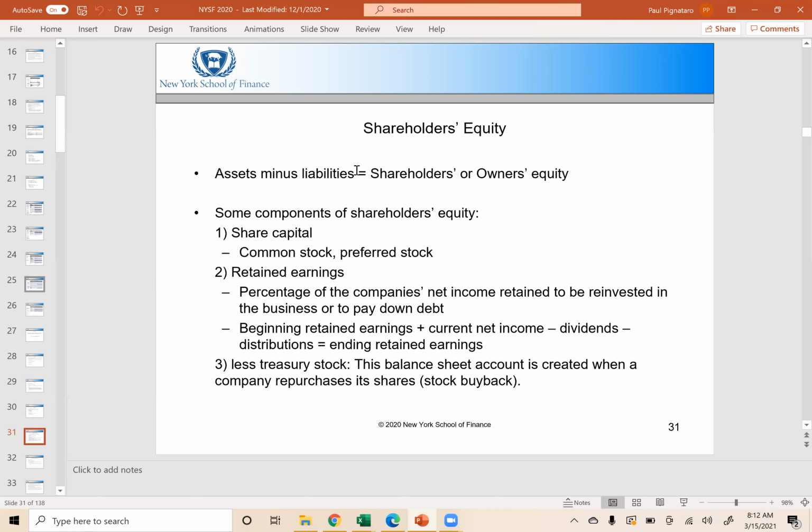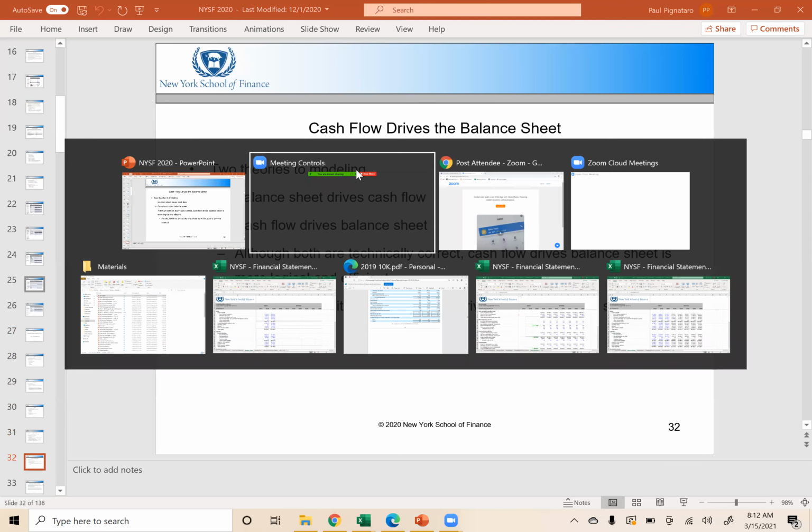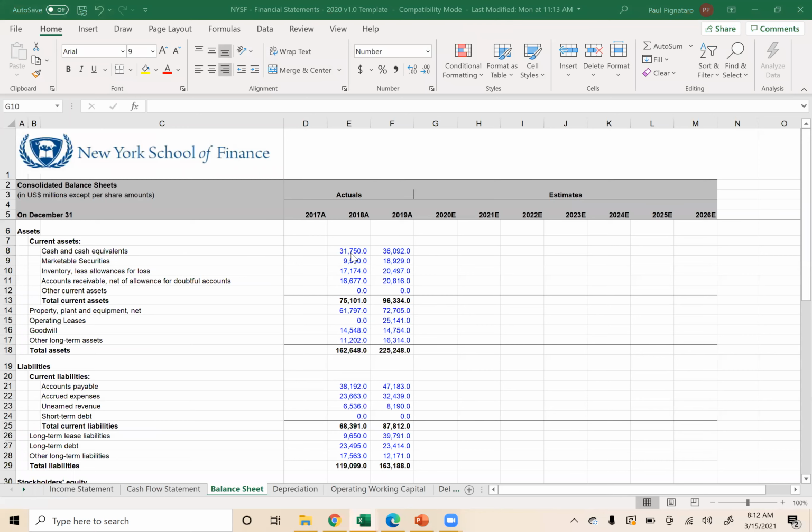This formula is the same formula written the other way, but you can also say assets equals liabilities plus shareholders' equity. Okay, so that's the basics of the balance sheet. And your homework was to lay out this whole section.